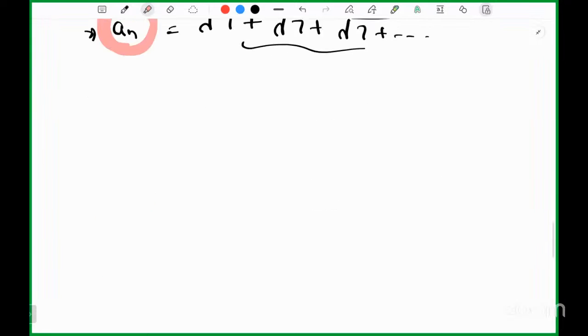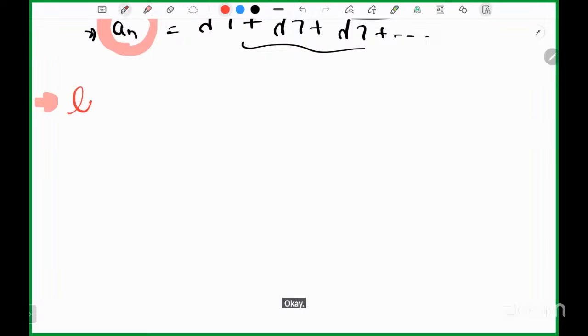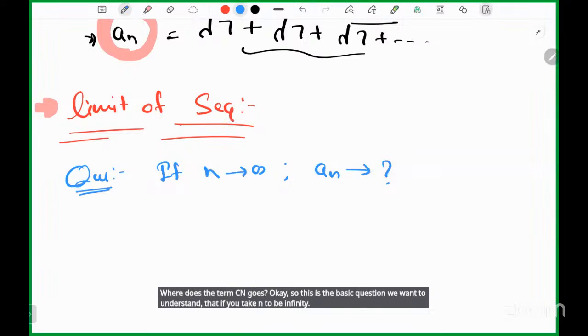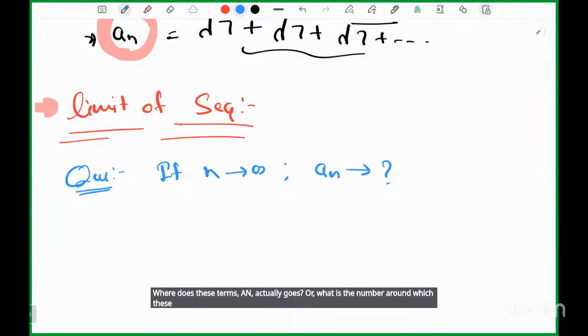Let's see. Okay, so now let's talk about the main topic, which is the limit of a sequence. What is the limit of a sequence? We just want to answer the question: if n goes to infinity, where does the term a_n go? This is the basic question we want to understand. If you take larger and larger values of n, where do these terms a_n actually go? Or what is the number around which these terms will get clustered? This is the question we want to understand.